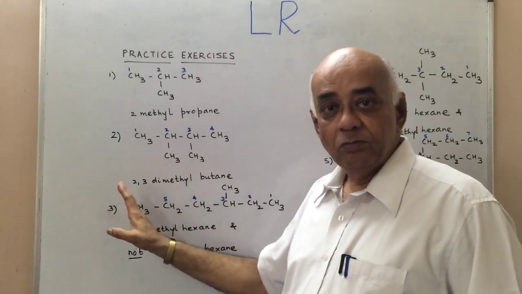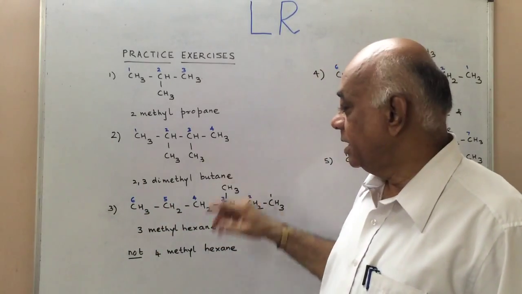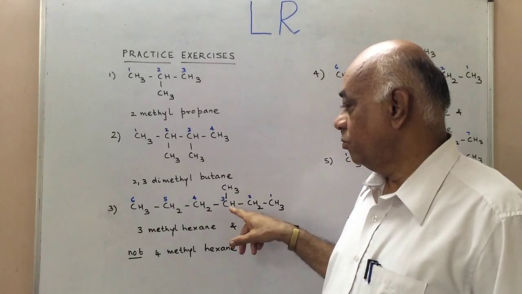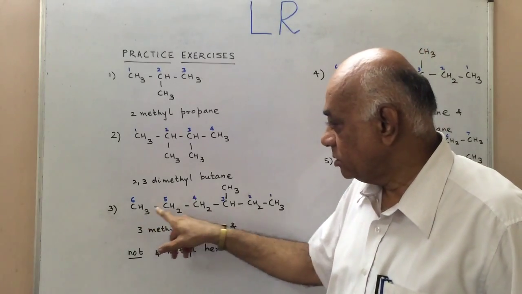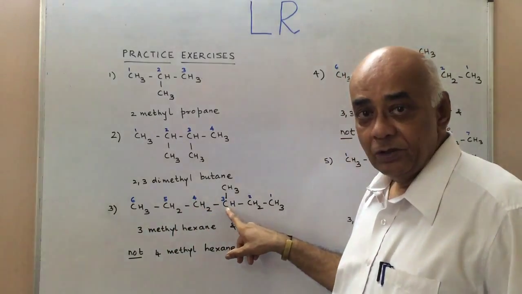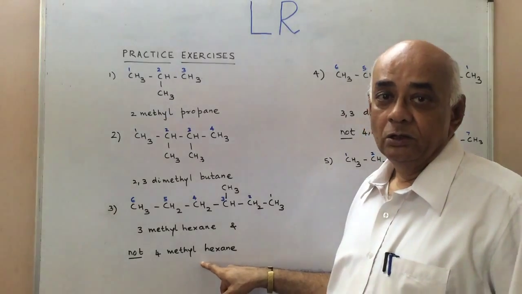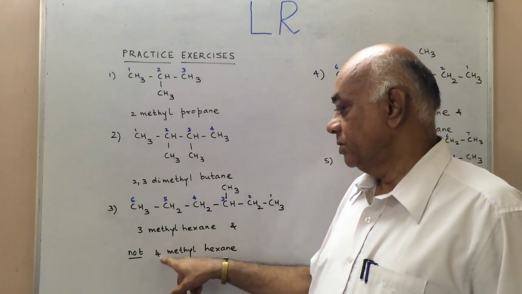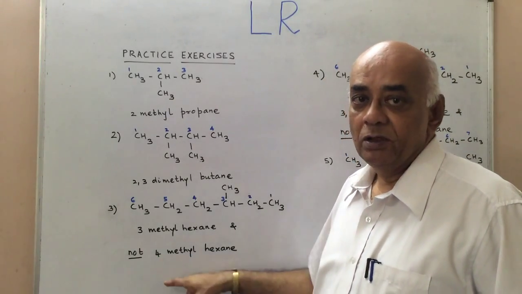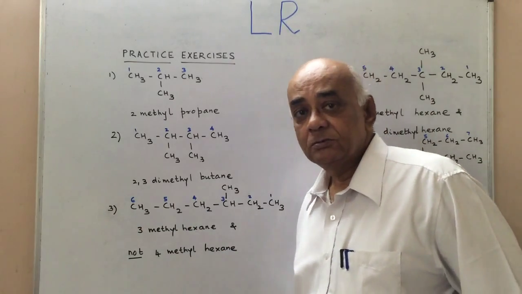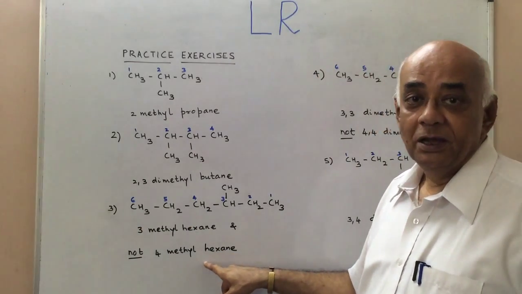If we number it from left to right, then the methyl would be on the 4th carbon atom, 1, 2, 3 and 4th carbon atom, which would be against the lowest number rule, since it has a higher number, 4 being greater than 3, and therefore this would be the incorrect name.